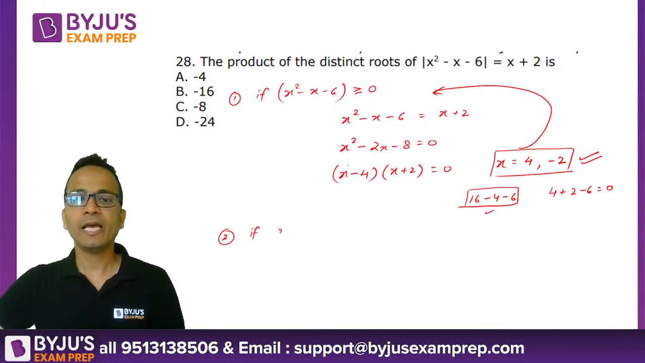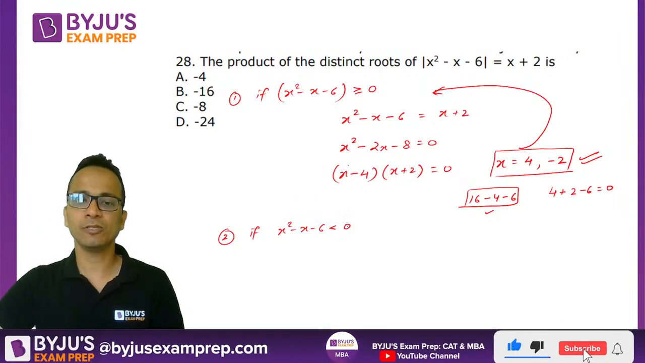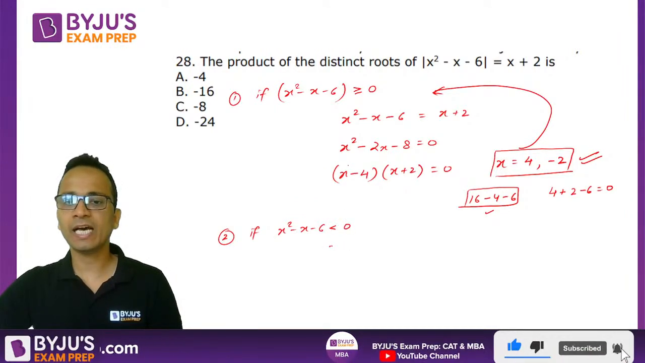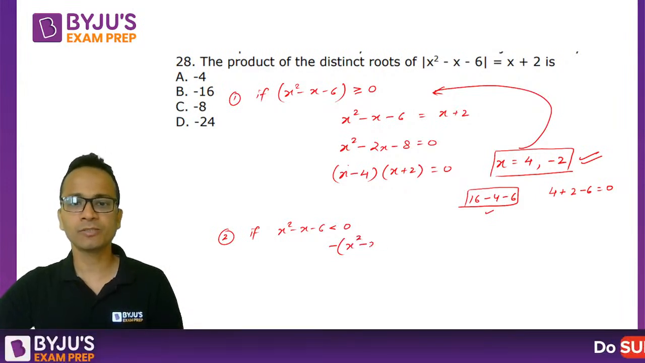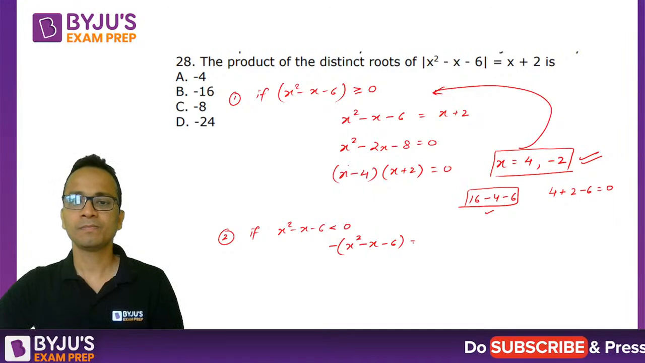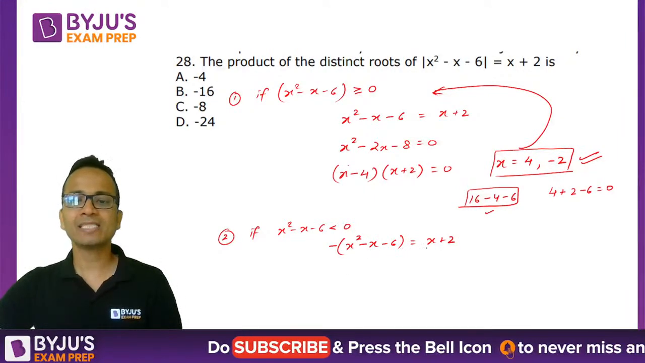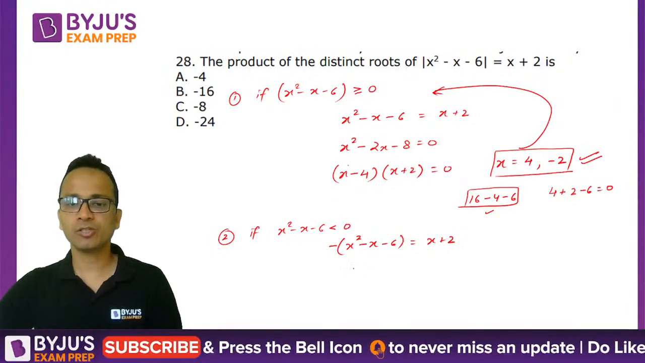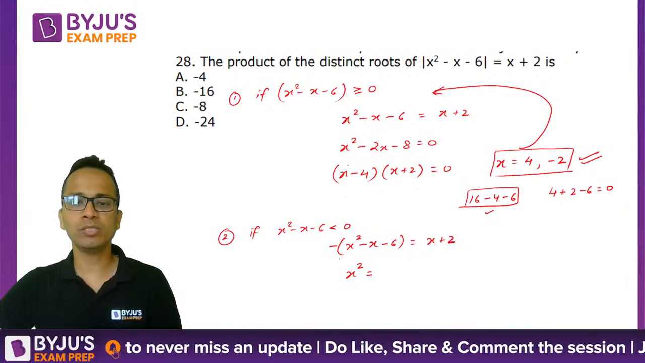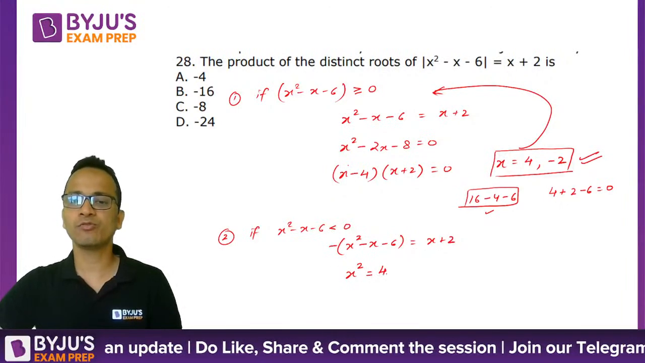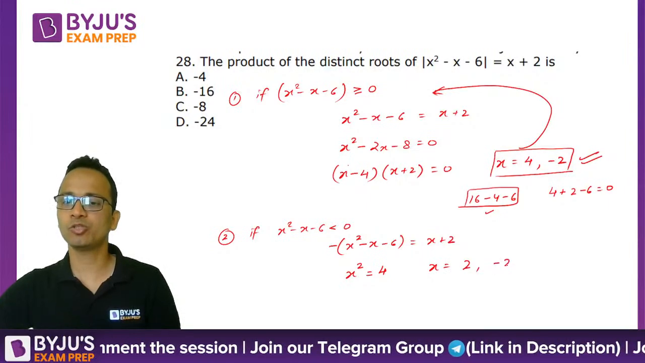When x square minus x minus 6 is less than 0. So on the left hand side, I'll have a negative sign which will replace the modulus. So equation will be this one. Okay. Plus x and x will get cancelled on both sides. So I will have x square equals 6 minus 2, that is 4. So the value of x will be either plus 2 or minus 2.